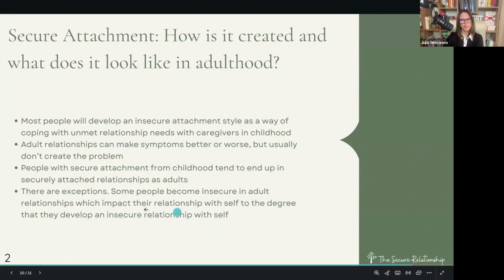All right. So again, most people are going to develop secure attachment in childhood and end up in those as adults. There are exceptions because sometimes people get in relationships that cause them to feel more insecure. And then many people have an earned secure attachment, meaning they learn to become more secure within their own body and to help their relationship become secure, or find a partner that is already secure.